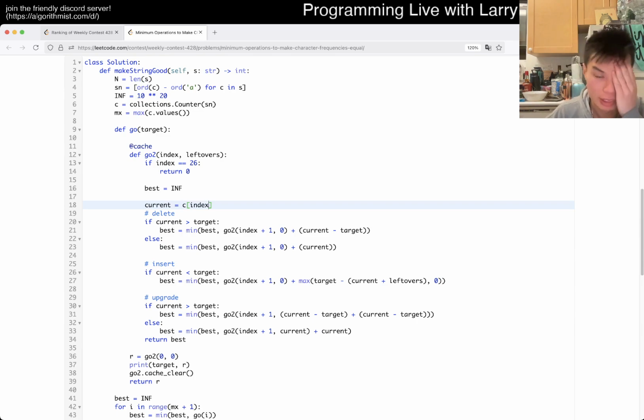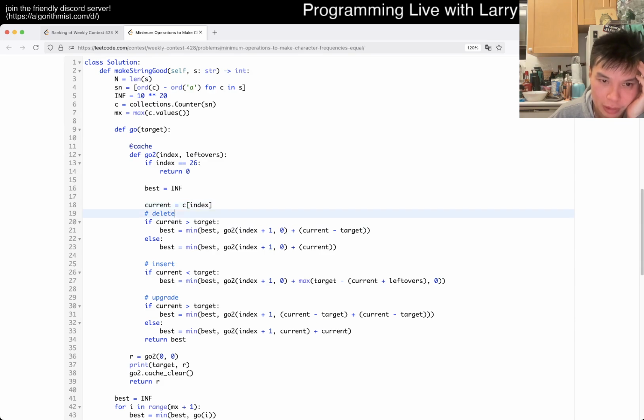So this goes over 26. Do I need all 26? No, I need to skip some stuff. Right? So, okay, current is equal to target. If current is equal to target, what happens? Nothing, which is really weird, right?